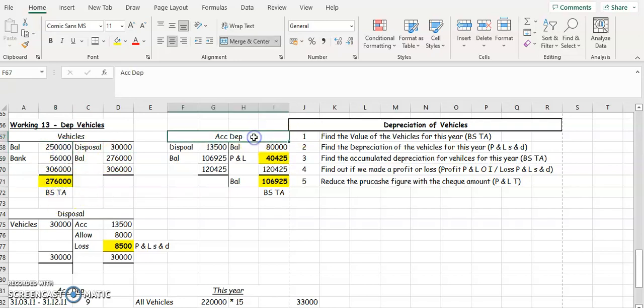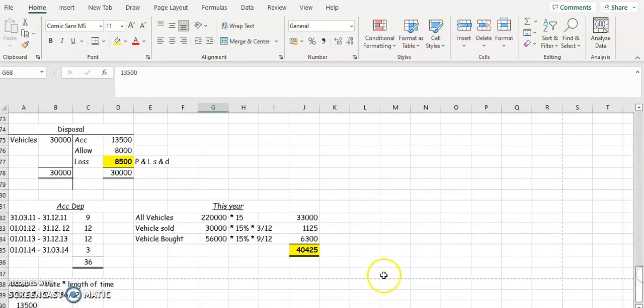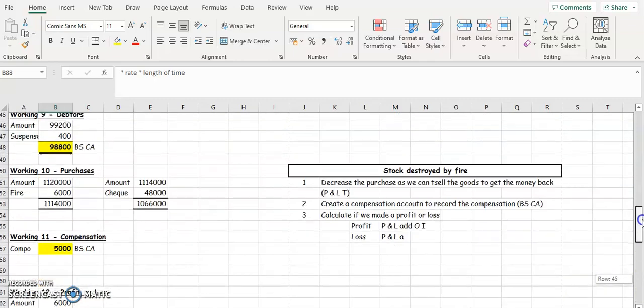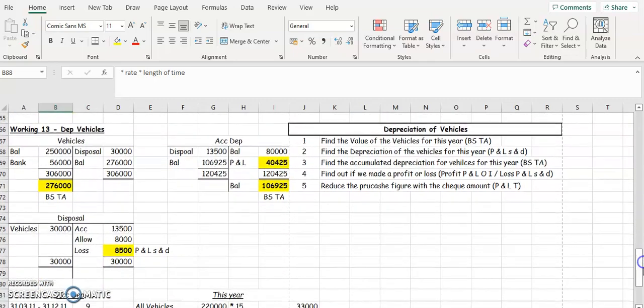Your cumulative depreciation then, you're going to take away the depreciation of the van that we just sold. So that's finding how long do we have the van for, taking the value, multiplied by the rate, multiplied by the length of time. So 30,000 by 15%, multiplied by 36 by 12 over 12. That's going to reduce your cumulative depreciation, and that's going to go into your disposal account.